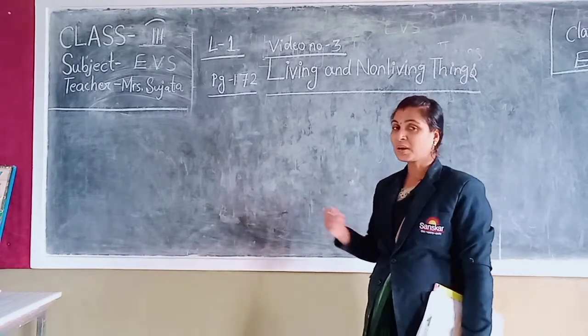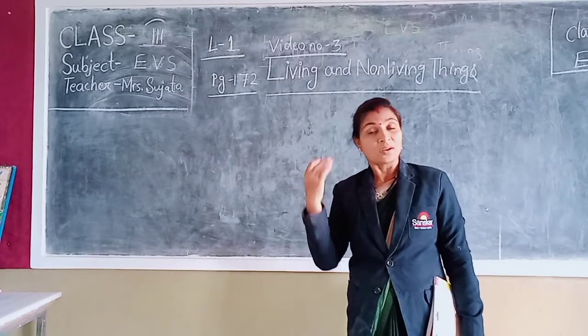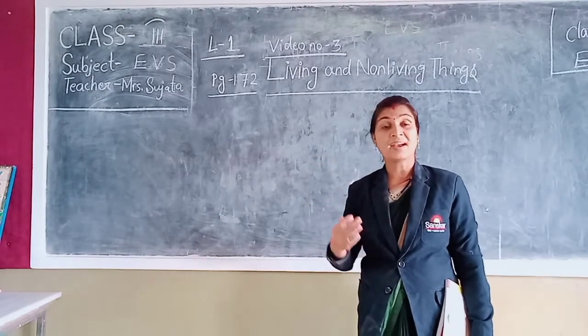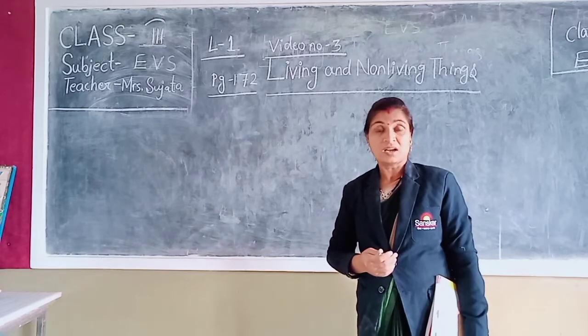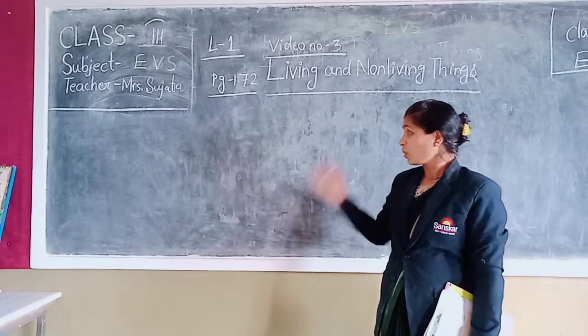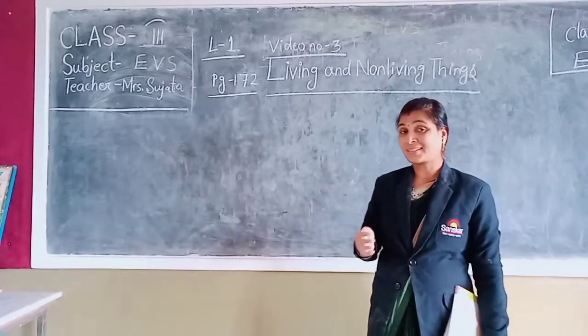Second. Next, number 3, they feel. They feel and they die also. They grow, they feel, they die also. Understood, children? So many characteristics are there.